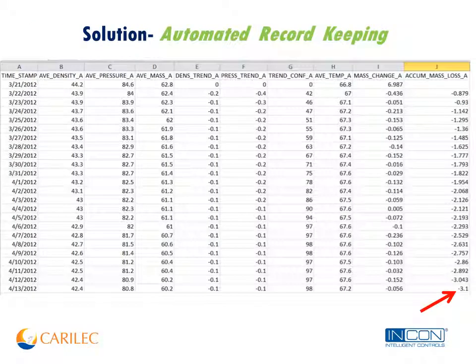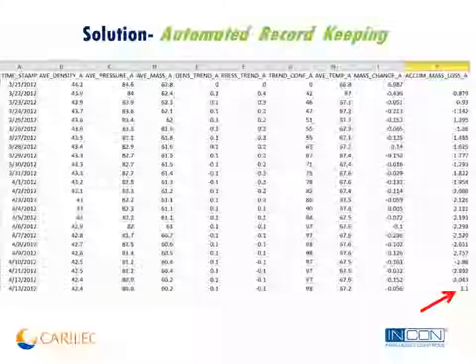So for us, the solution is automated record keeping. If you have an optimizer on your circuit breakers, it will automatically calculate how much gas has leaked to the atmosphere, and it will also give it to you as an equivalent CO2 calculation. So this would be one way.